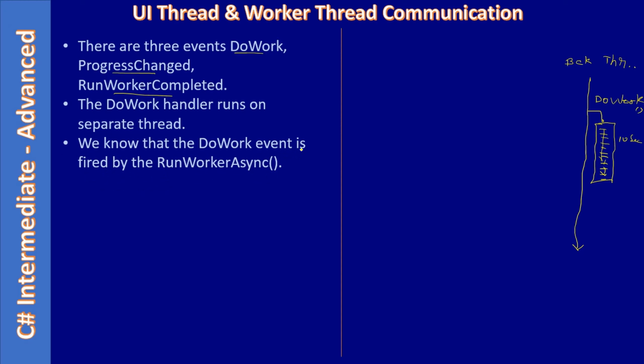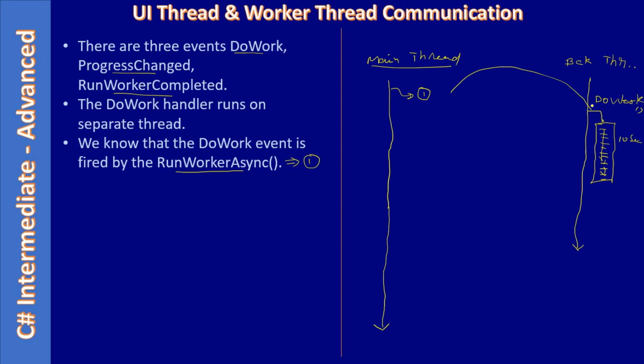We know that the DoWork event is fired by RunWorkerAsync. So this RunWorkerAsync will be in the main thread. From this main thread, somewhere in the code, we call RunWorkerAsync, that fires the DoWork event, and you will land up in the handler that will be running in a separate thread.